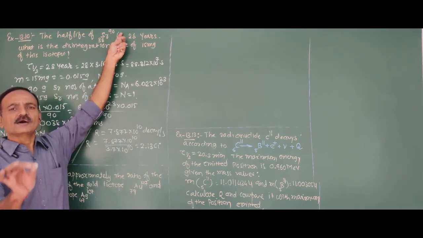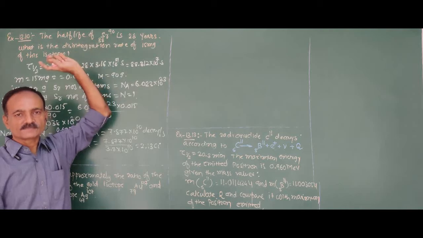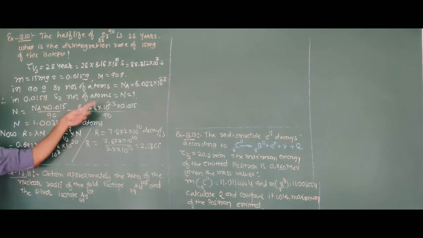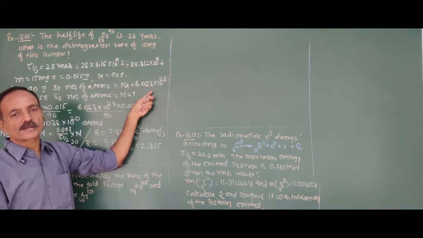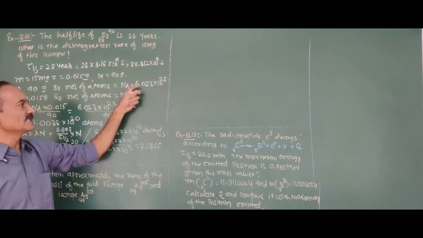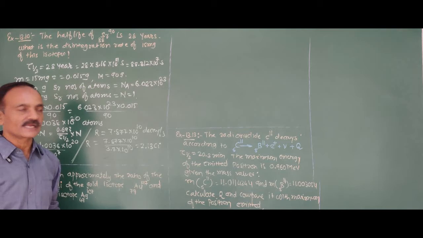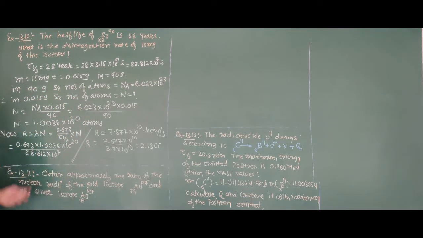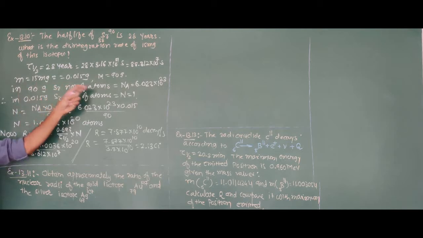That means that is the mass of 1 mole of strontium. In 1 mole of strontium, that means in 90 gram strontium, the number of atoms is equal to Avogadro number. Avogadro number is 6.023 × 10²³. Clear? Okay. Now, in 90 gram strontium, there are a number of atoms equal to the Avogadro number.